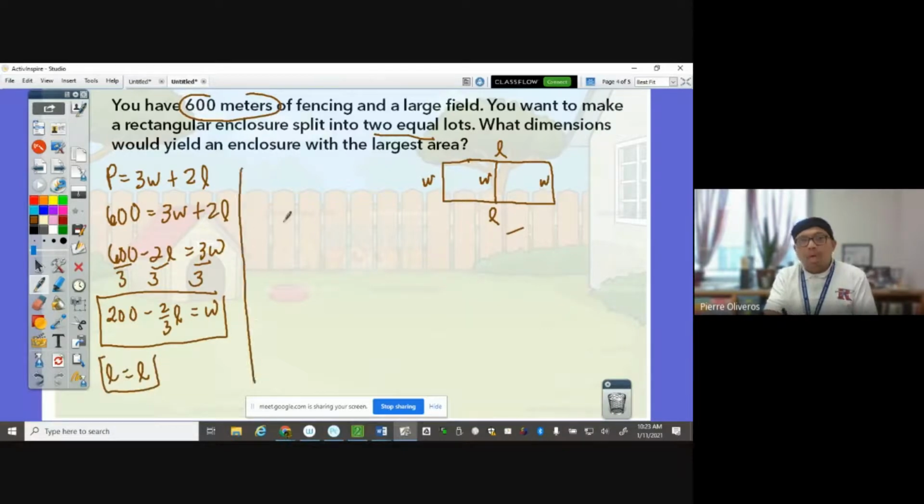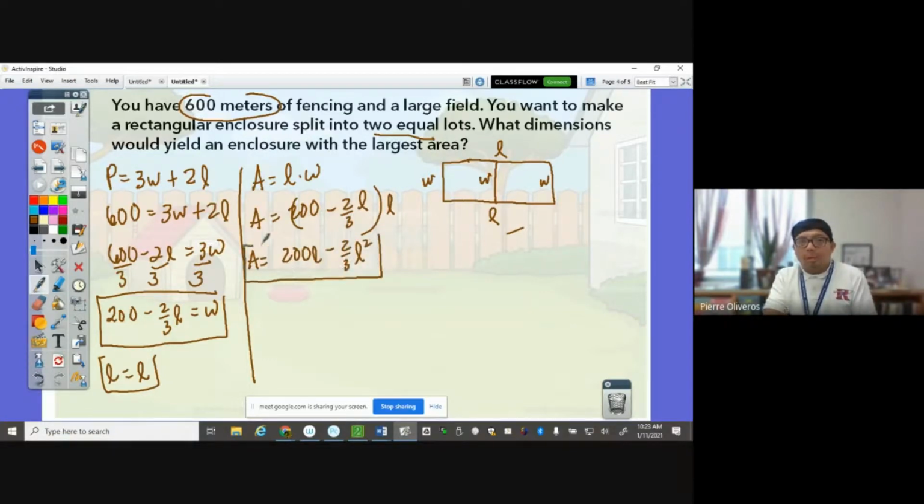Since the area is length times width, we will multiply the length by the width. That gives us 200 minus 2/3 L, times L. So our maximum area formula will be 200 minus 2/3 L squared. That will be our equation. If you write it in standard form, it will be negative 2/3 L squared plus 200L equals 0. Either of these two is correct.